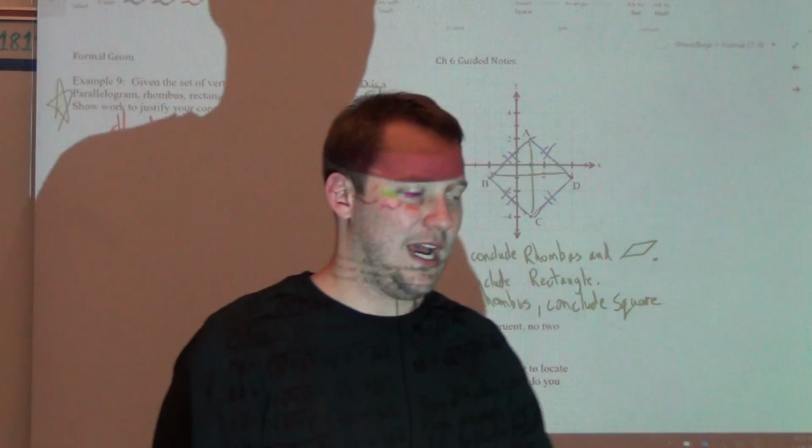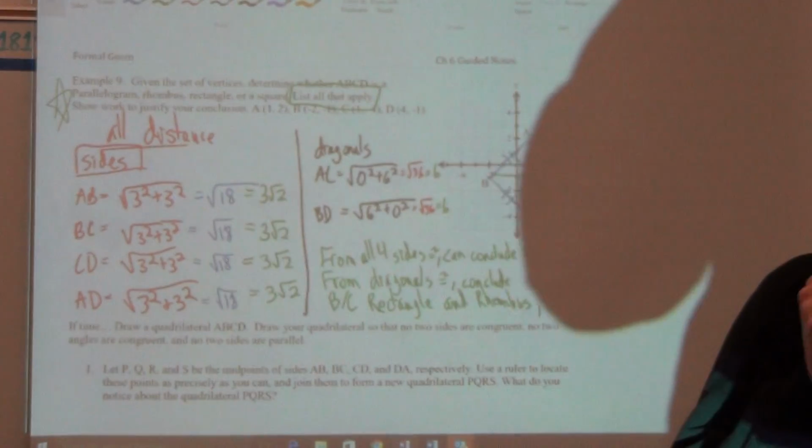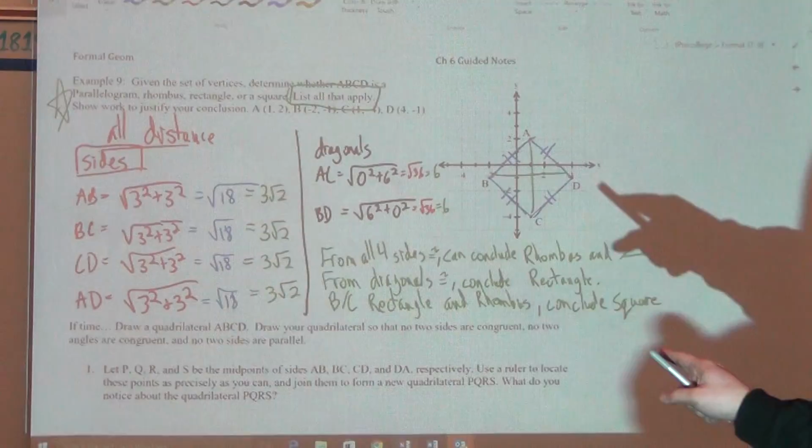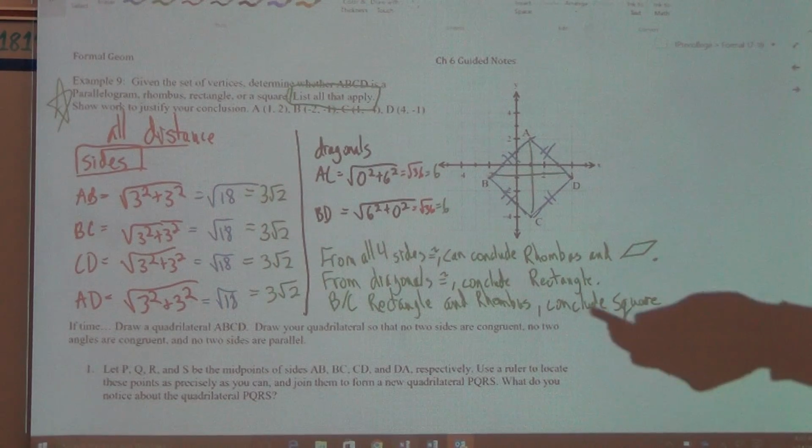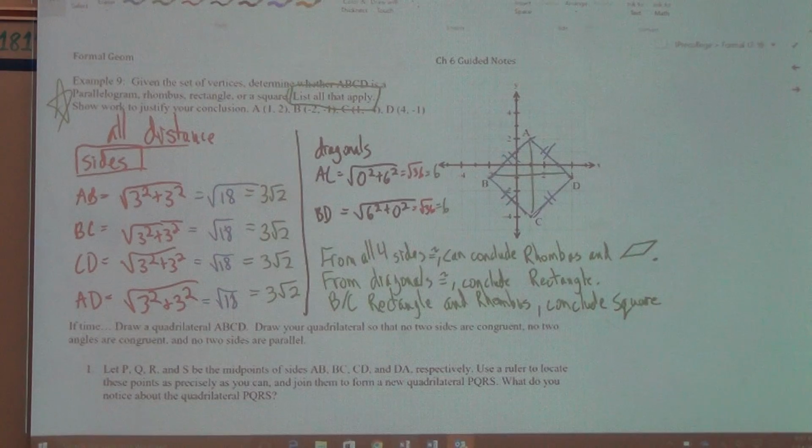Since we have all 4 sides congruent, we can conclude it's a parallelogram and a rhombus. Since we have the diagonals congruent, we can conclude that it is a rectangle, and because it's both a rectangle and a rhombus, we can conclude it's a square.